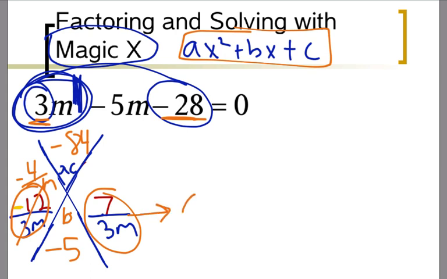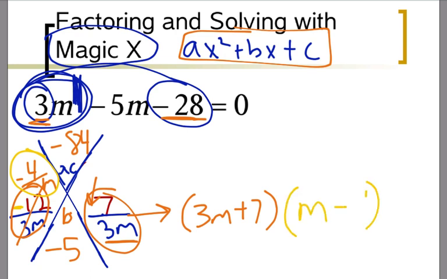But here's what happens. This turns into your parentheses. The variable part goes first, 3m, and then this is a positive 7, so you put plus 7. And then the other magical one is it's a negative 4, so it's m minus 4. These are your factors of 3m squared minus 5m minus 28. I know it took a long time for me to explain that, but it moves a lot quicker if you understand this process than it would be to guess and check. So these are my factors.